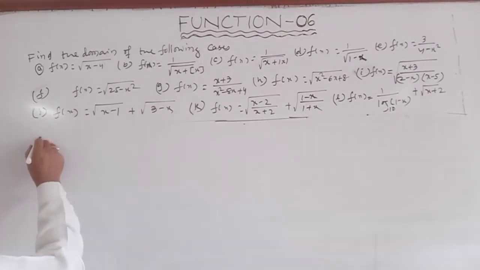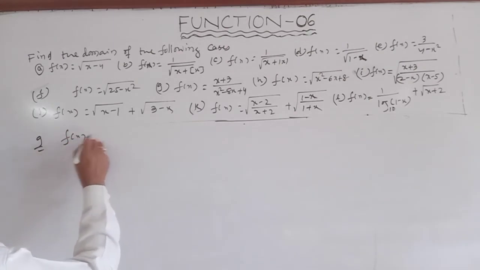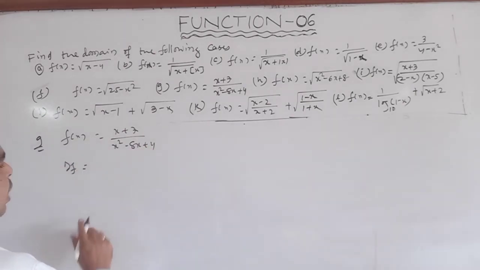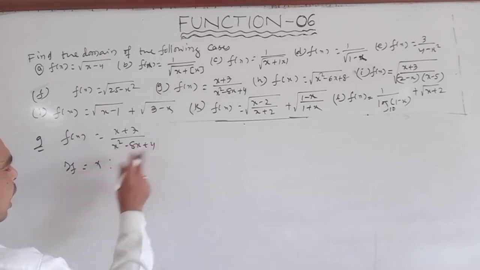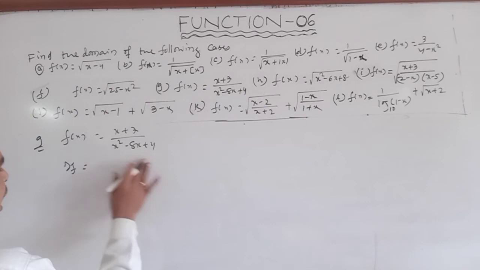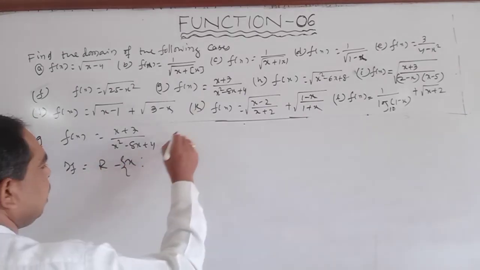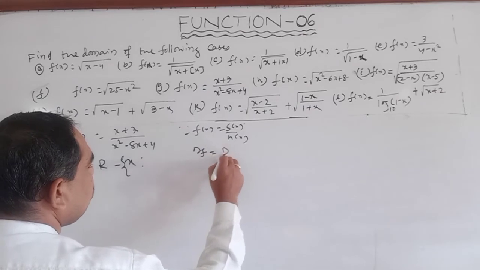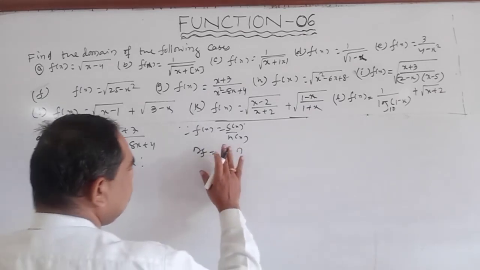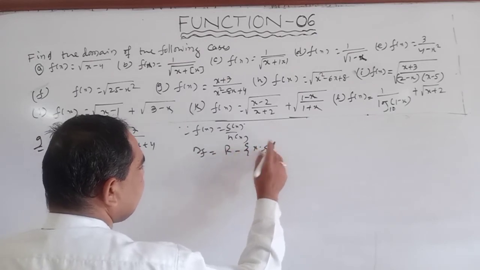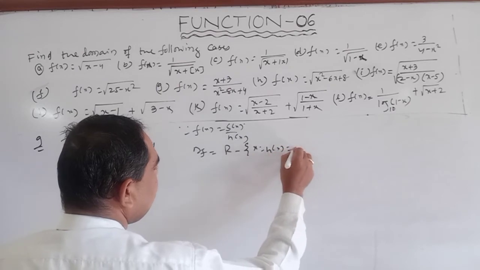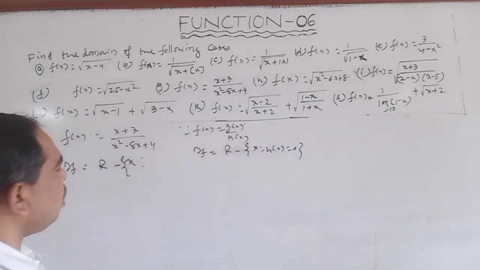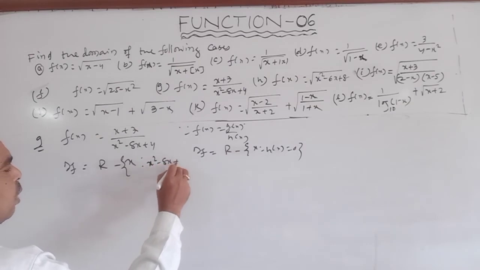Next, g of x is equal to x plus 7 by x square minus 8x plus 4. The domain of f is equal to R minus the set of x such that h of x is equal to 0, where f of x is equal to g of x by h of x. So the domain of f is the domain of g intersection the domain of h, and another form is R minus x such that h of x is equal to 0. The condition is g of x and h of x are two polynomial functions. Here both are polynomial functions, so x square minus 8x plus 4 is equal to 0.